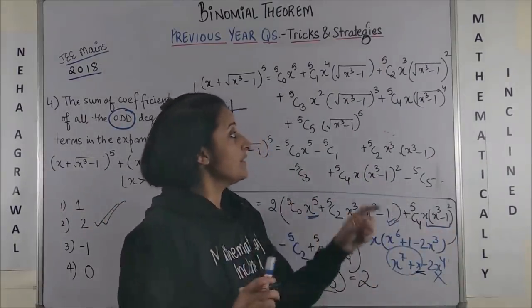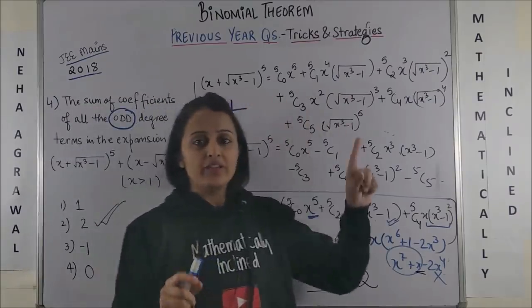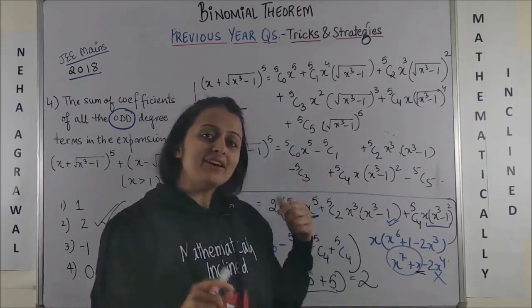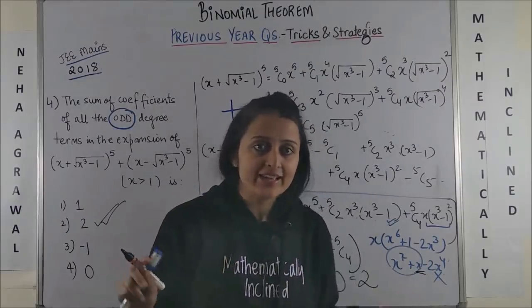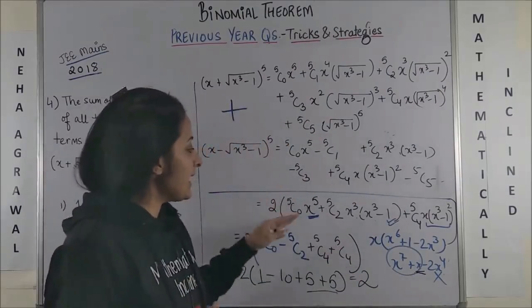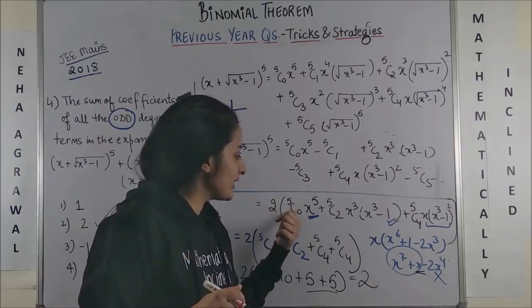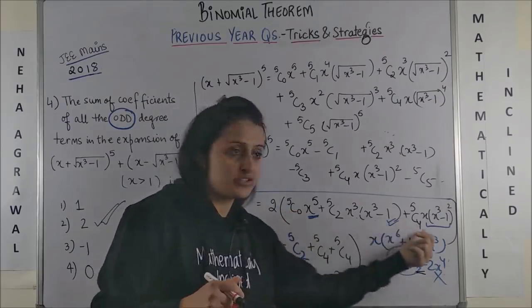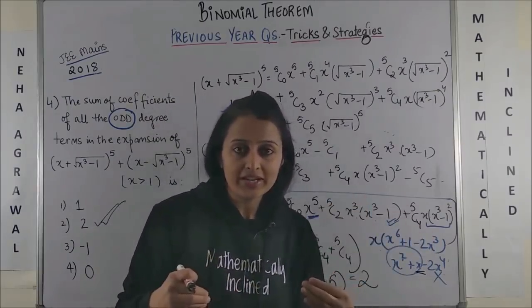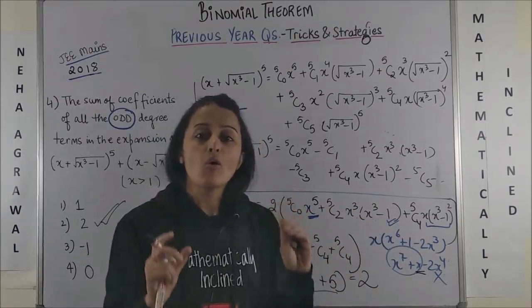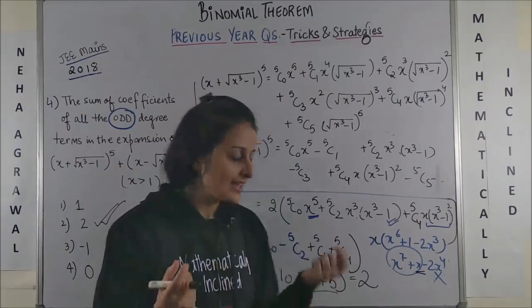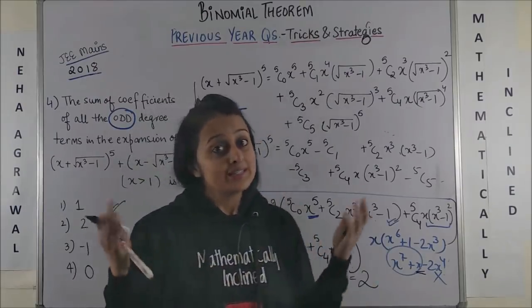Please note, all we've done is expanded one of them properly. The second one will actually just alternate in sign, so you need not write it again. Rather, you can simply add and take twice of whatever has the even coefficients here, because only those are getting added. And after that, select whatever are the odd degree terms in X and take their coefficients. That's your answer.